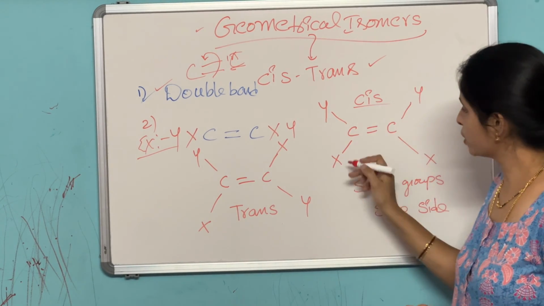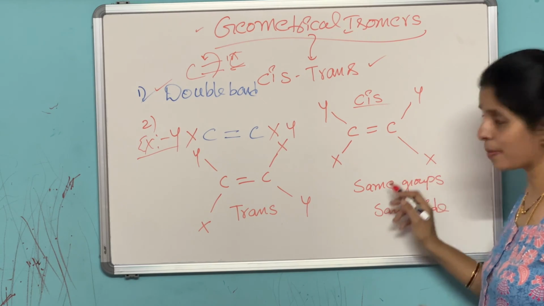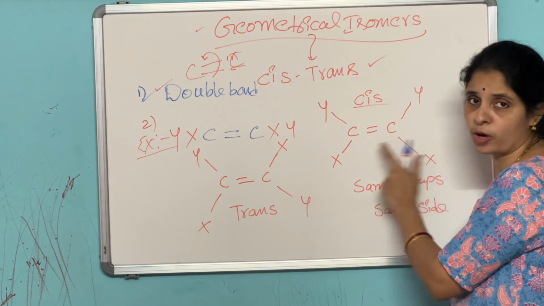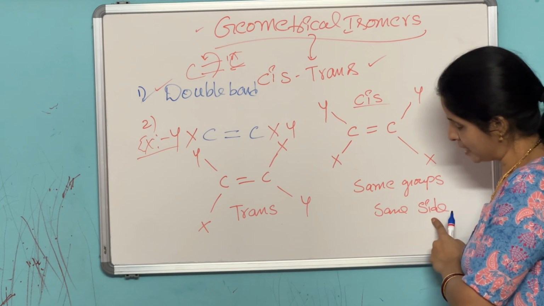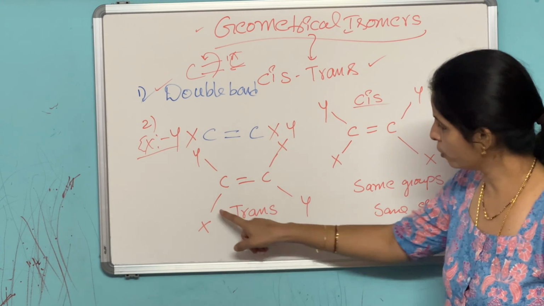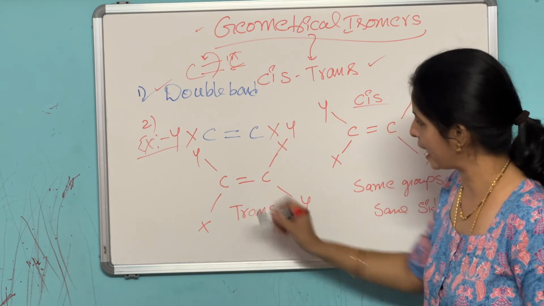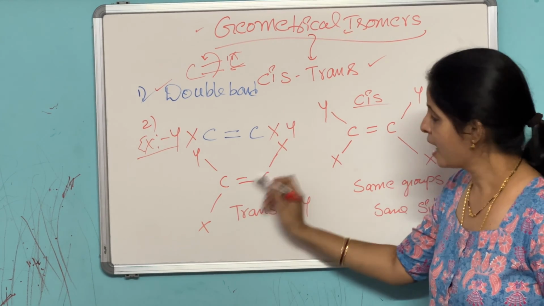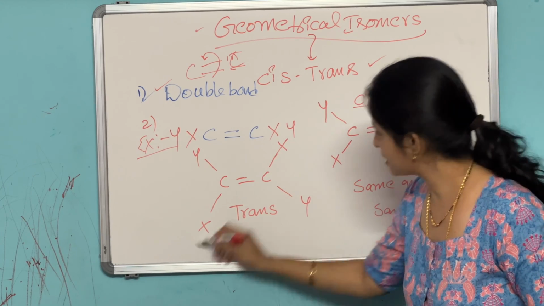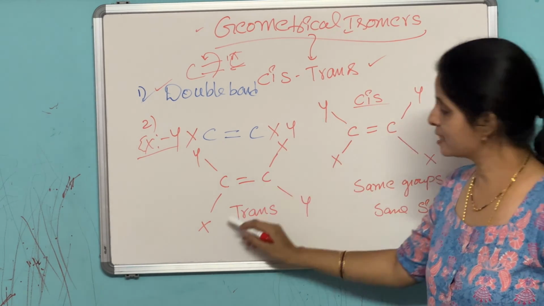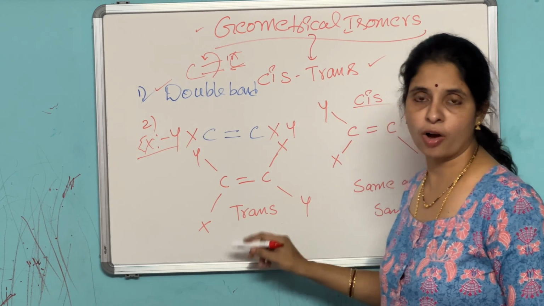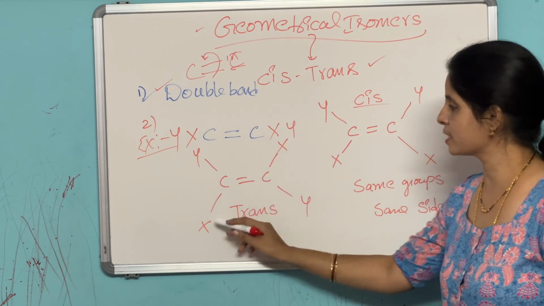Whatever it may be, if the same atoms or groups are present on the same side of the double bond, we call that isomer a cis isomer. If you look here, this is the carbon atom, between these two carbon atoms there is a double bond, and here X is present on this side and X is present on this side. Same atoms, opposite side.